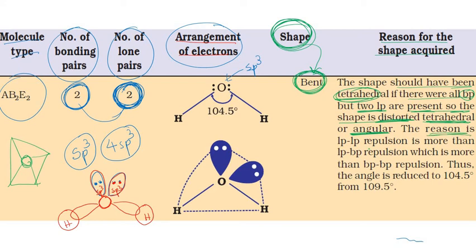And the reason is lone pair repulsion is more. See this, students, okay? So this repulsion, what is that? Lone pair and lone pair repulsion is more than that of bond pair and bond pair repulsion. So this is the bond and this is the bond. The repulsion between bond pair and bond pair is less when compared with that of the lone pair and lone pair. Thus the angle is reduced to 104.5 degrees from the normal tetrahedral angle, that is 109.5 degrees.